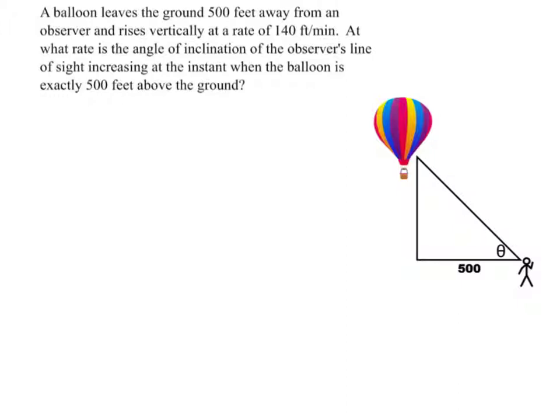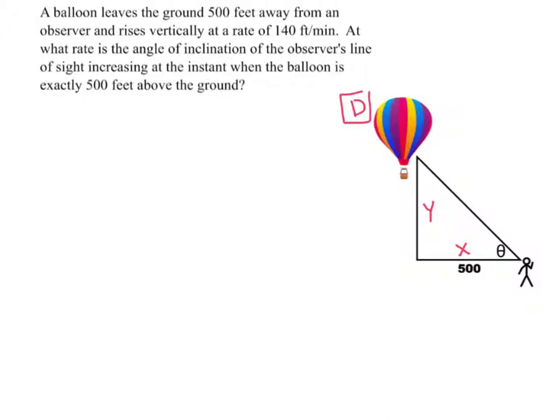So I've drawn the picture here, and you can see I could label this like x and y, but I know what x is. That's 500. The observer is not walking to or from the balloon, so he is 500 feet away. Okay? So this is my picture.